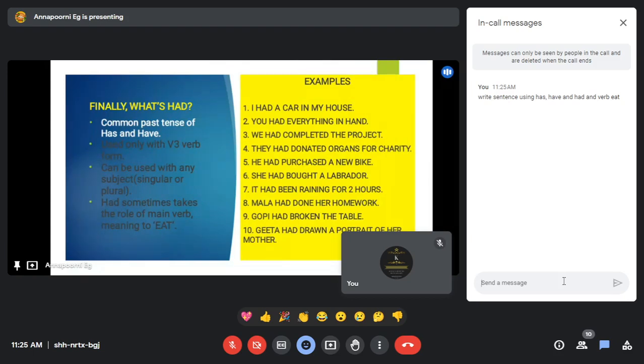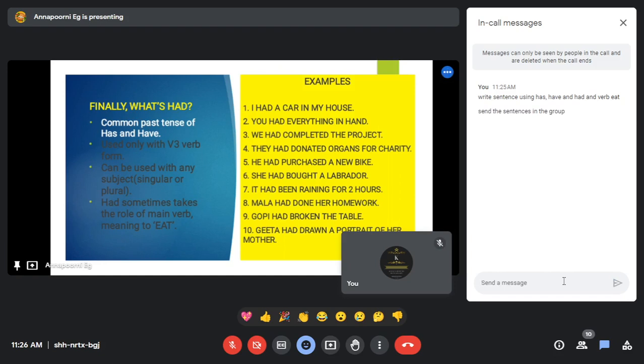So here you can see done. Done is the V3 form of do. Then bought. Even in the 5th and 6th sentences you can see purchased. It is the V3 form of purchase. Bought is the V3 form of buy. Then in the eighth sentence, done. Mala had done. The ninth one, Gopi had broken the table. So to break, broke, broken. Broken is the V3 form. Gopi had broken the table.